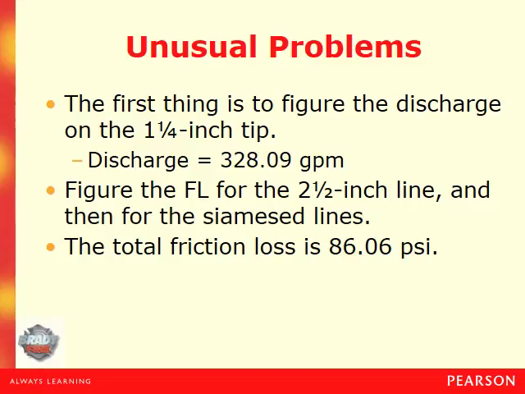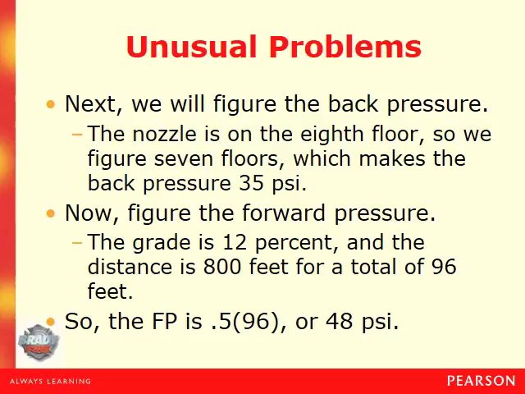Now you have to figure the friction loss for the 2.5 inch line and then for the Siamese line. And the total friction loss for those two, again, use your chart and your coefficients, is 86.06. Next, you'll figure out the back pressure. The nozzle is on the 8th floor, so we figure again 7 floors because you don't count the first one, which makes the back pressure 35 psi. Now figure the forward pressure. Remember, the grade is 12% and the distance is 800 feet for a total of 96 feet.